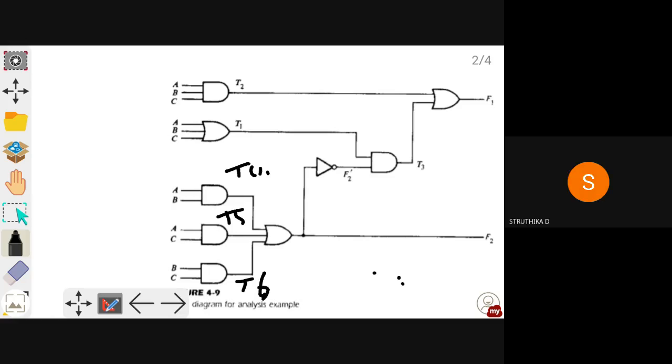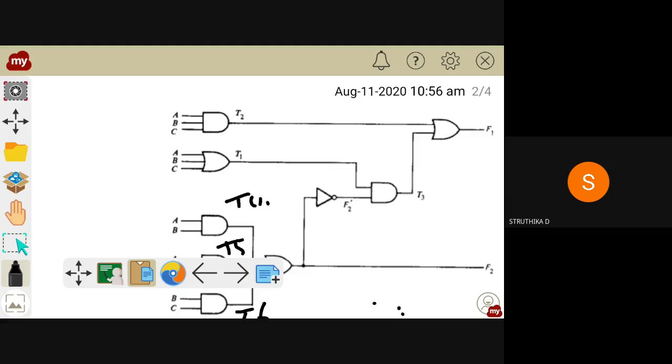Yes, ma'am. So next step is you have to obtain the truth table. So actually you should not obtain the truth table from the Boolean function. So analysis means you have to obtain the truth table from the logical diagram.